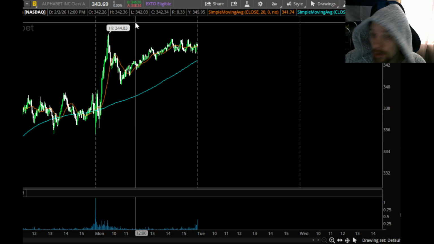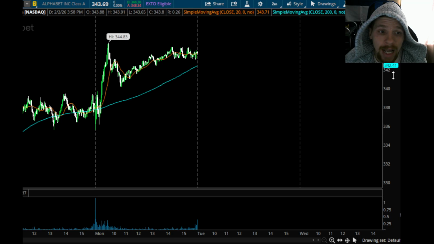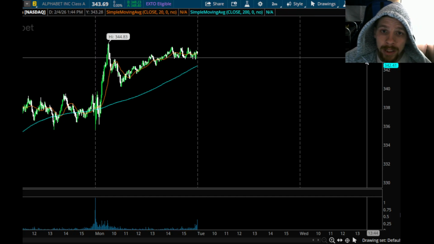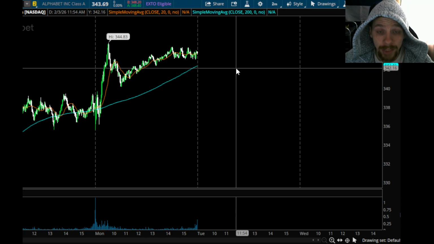So as you can see here on this chart, we have Google. I don't use a lot of levels. I don't use pre-market action. I don't use after hours. So I don't really do a lot in the morning before the market open. I just mark out my Fab 4 levels, and I'll show you guys what that looks like.